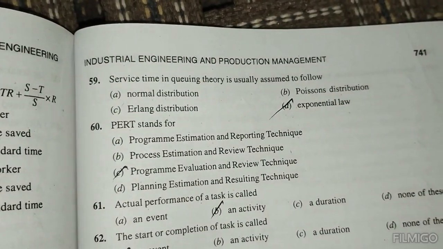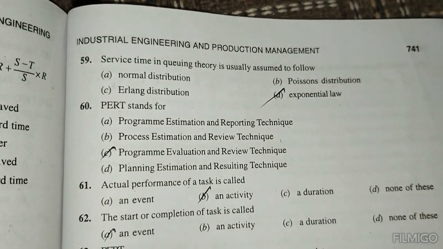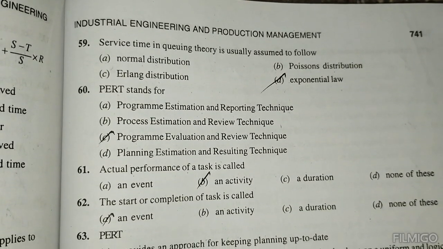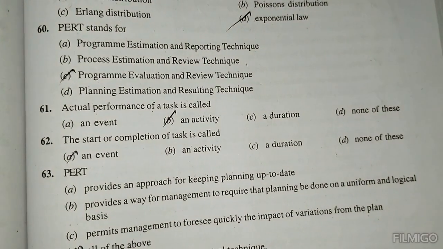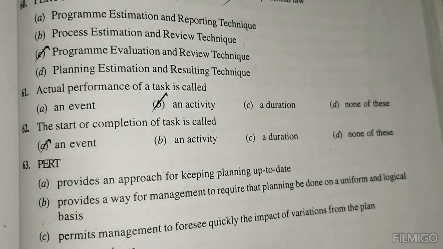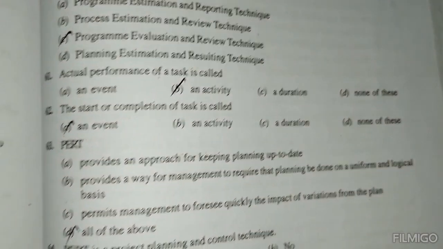Service time in queuing theory is usually assumed to follow an exponential law. PERT stands for Program Evaluation and Review Technique. The actual performance of a task is called an activity. The start or completion of a task is called an event.